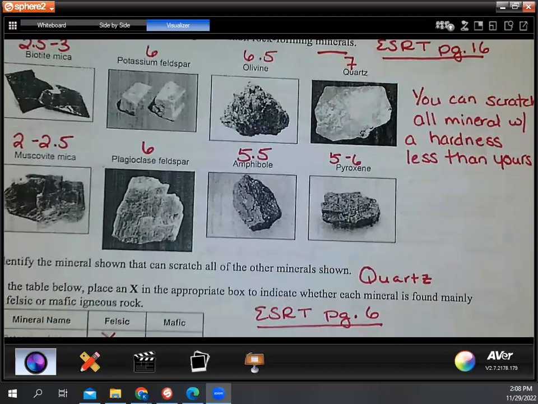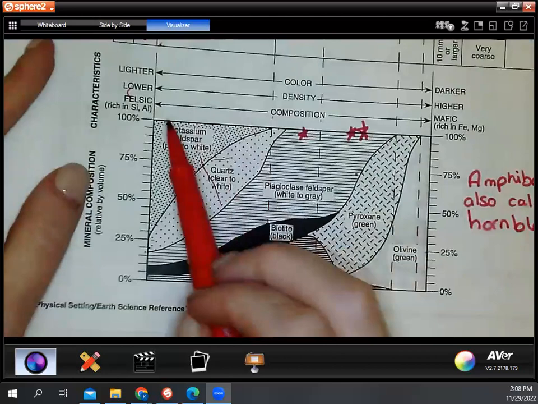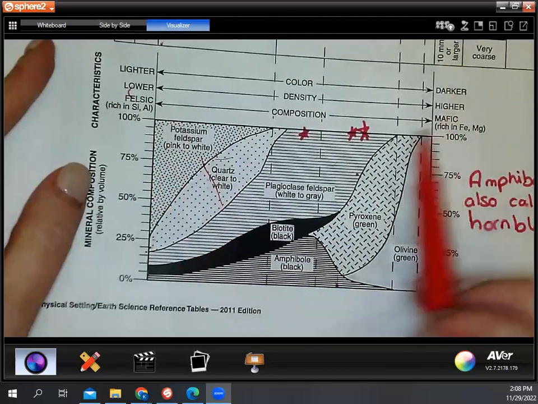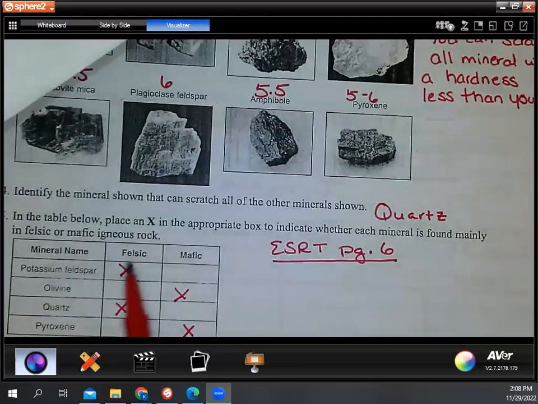Identify the mineral as either felsic or mafic. So I went to page 6 of my Earth Science Reference Table, and I saw if the mineral was on the felsic side of the chart, which is left, or the mafic side of the chart, which is right. So when I do this, potassium feldspar.